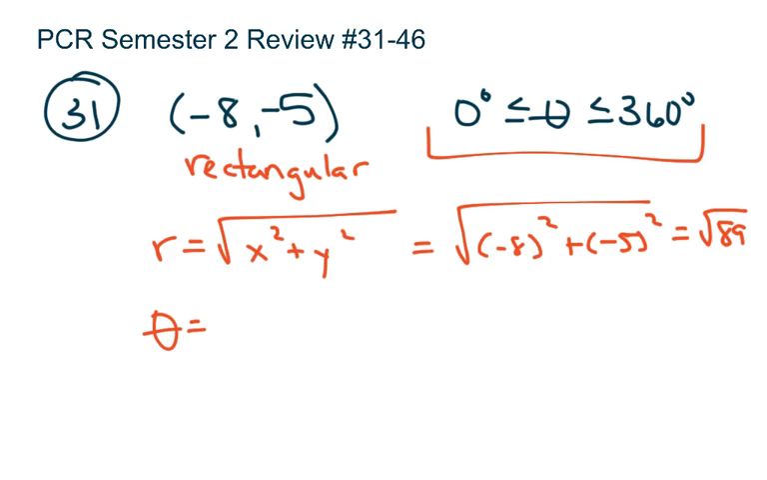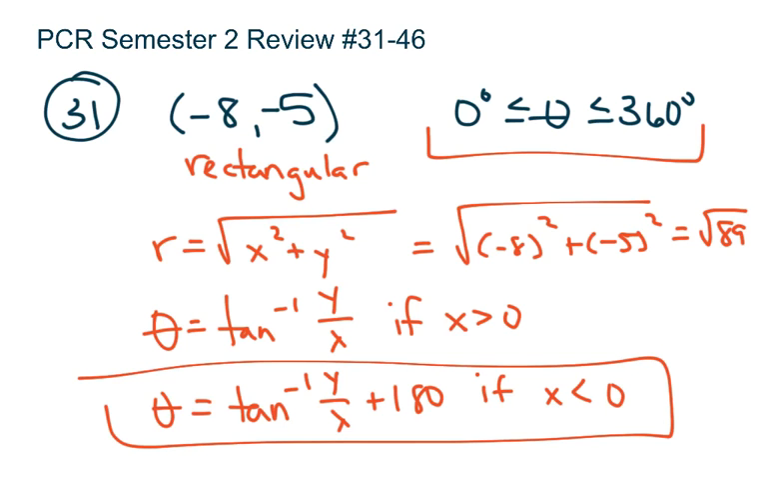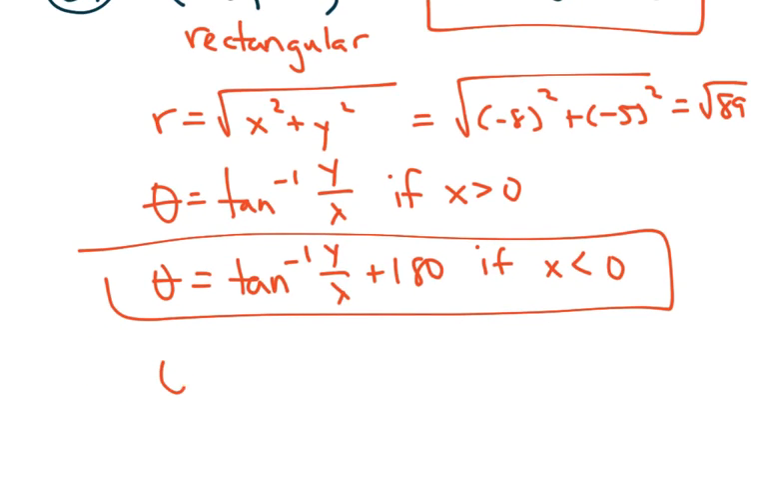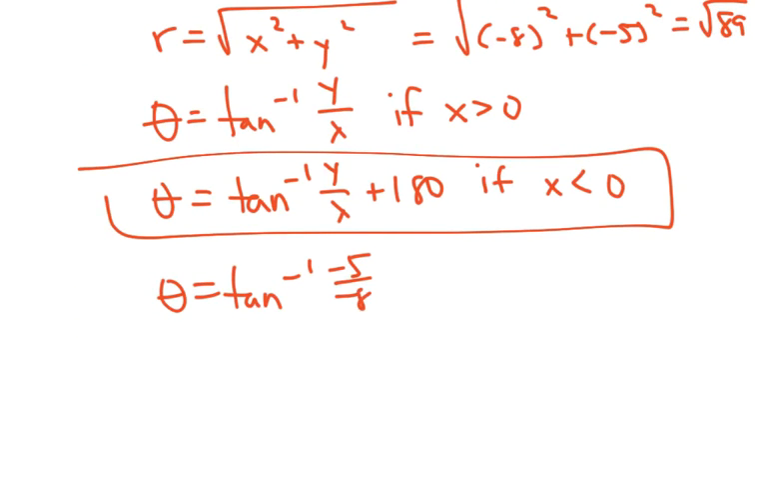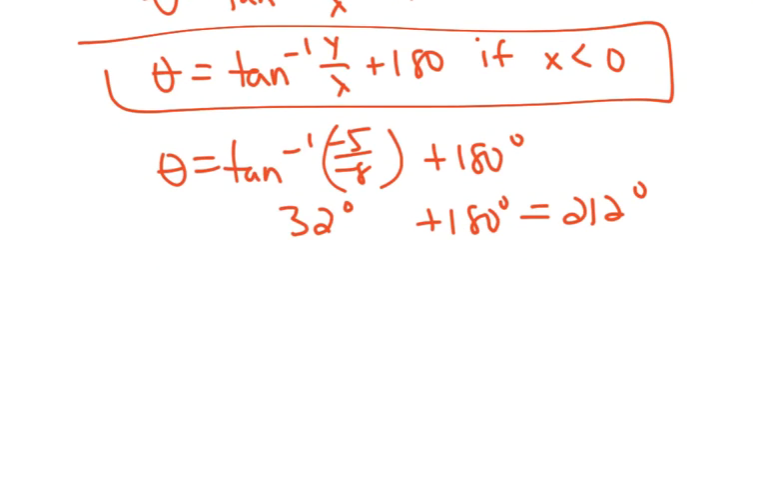To find theta, theta is the inverse tangent of y over x if x is greater than 0. And it's the inverse tangent of y over x plus 180 if x is less than 0. Since x is less than 0, we're going to use this one. So the inverse tangent of -5 over -8 is approximately 32 degrees, plus 180 is about 212. So we're going to say that the polar coordinate is the square root of 89, comma, 212.